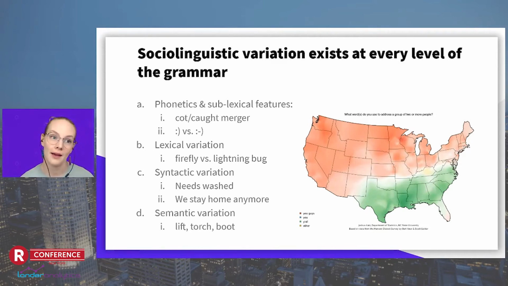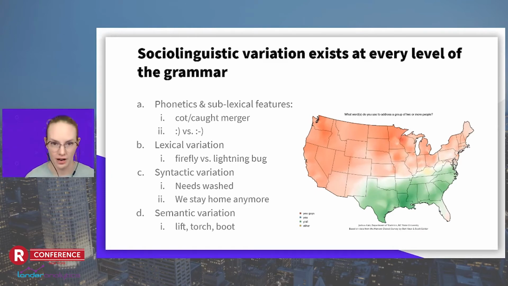Whether or not you have a nose in your emoticons is actually an age marker. There was a change where people went from using noses to not using noses, and generally older speakers will use noses. Lexical variation: do you call something a firefly or a lightning bug? Syntactic variation: can you say something like, "the car needs washed," or "we stay at home anymore?" And do both of those things make you go, "ooh, that sounds weird. I wouldn't say it that way."